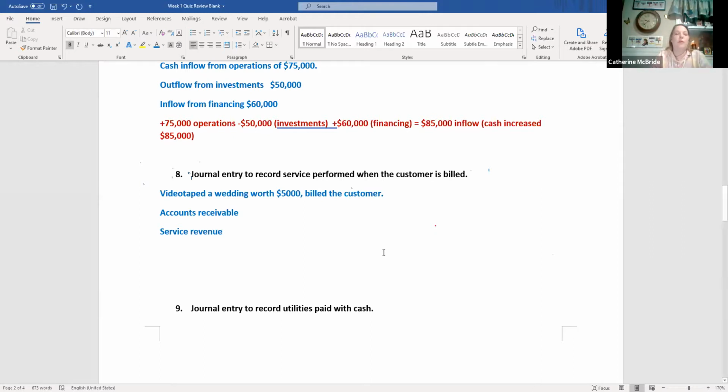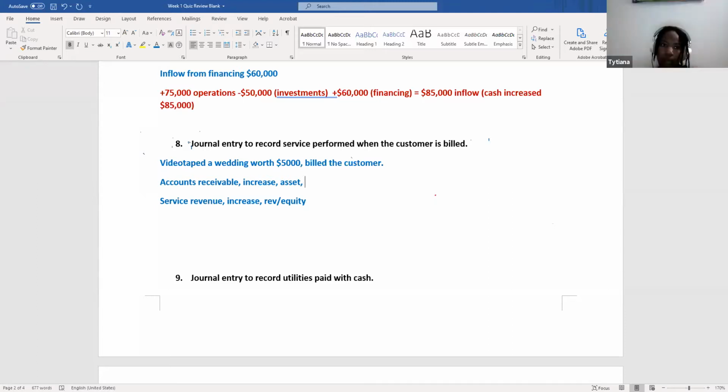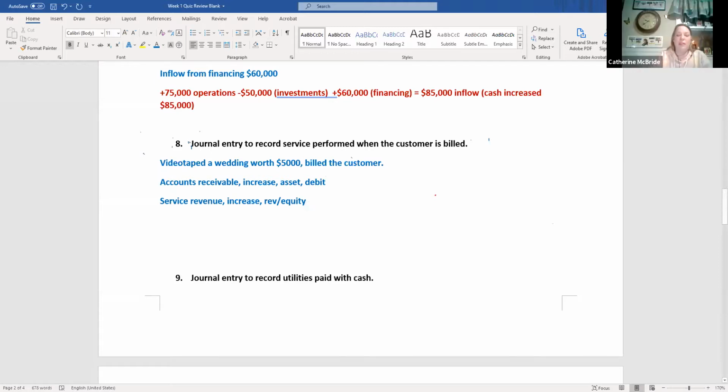Good on both accounts. So did accounts receivable increase or decrease? Increases. It increased. What about service revenue? Did we increase service revenue? Yes. Sure did. What type of account is accounts receivable? An asset. What type of account is service revenue? Revenue and equity. Yep. I'm going to put revenue and equity so you know where to look on your resource sheet. So if I increase an asset, do I debit it or credit it? Debit. Yep. Good job. And you already said correctly, if I increase revenue, I credit it.